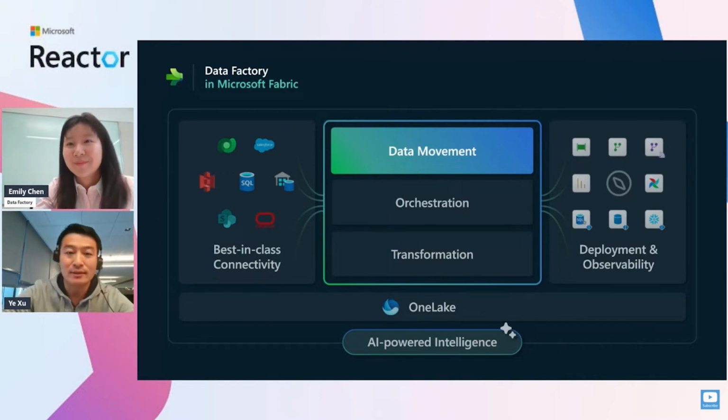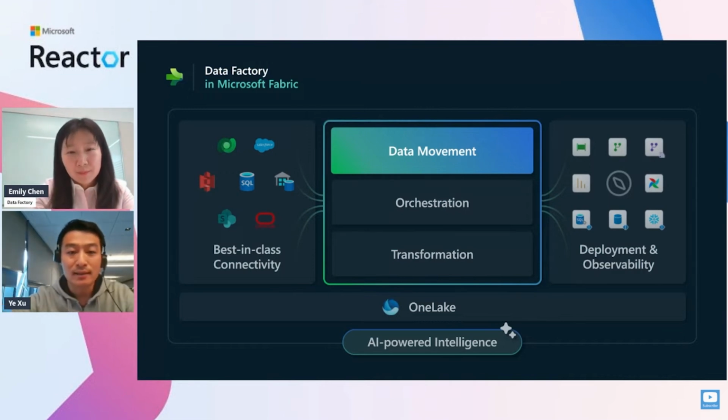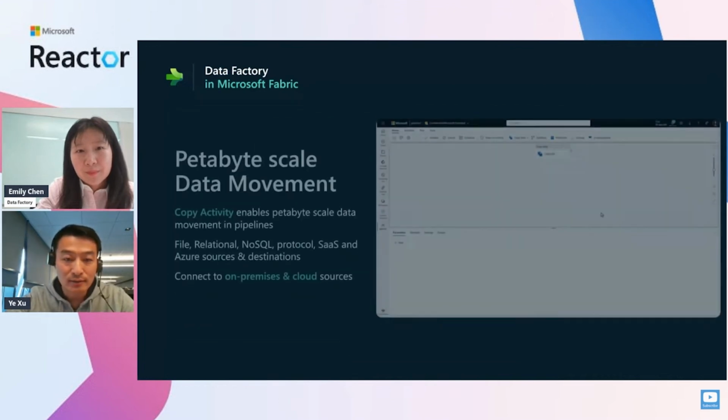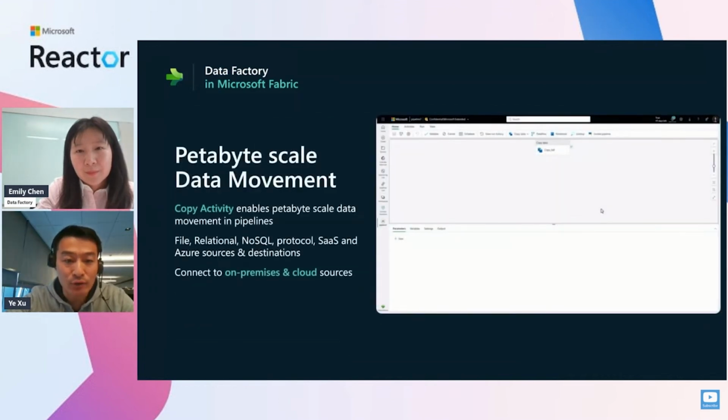Thank you, Emily. Next, I'm going to talk about one of the major capabilities, data movement. Let's move to the next page. Data Factory in Fabric already provides petabyte-scale data movement via the copy activity in a pipeline. Given that, you can easily move your data from any source to any destination, no matter whether your data is located on-premises, in the cloud, or in a NoSQL database.